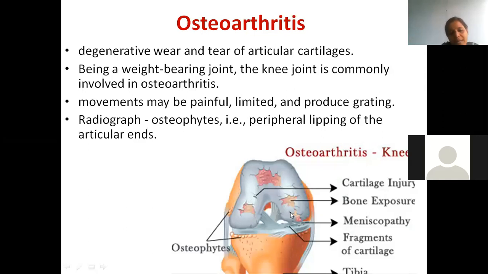Out of old age, this hyaline cartilage got degenerated, so they will have difficulty in walking. They will have pain in the knee joint, especially, because it is a weight bearing joint. Then movements may be painful, limited, and they produce a grating sound. So that is osteoarthritis.